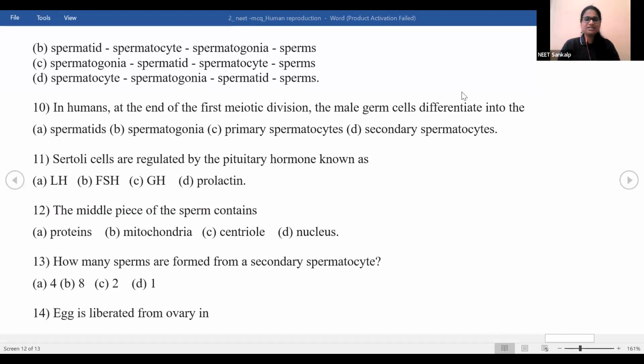10th one. In humans, at the end of the first meiotic division, the male germ cell differentiates into what? The options are spermatids, spermatogonia, primary spermatocytes, secondary spermatocytes. At the end of the first meiotic division, the germ cells will differentiate into what? I got the first quick answer from Jyoti, Anvita, Priyanka, Manikantha, Netravati, Nagalambika.